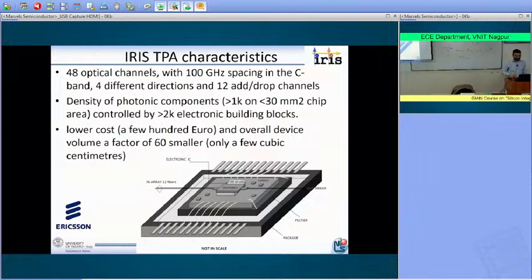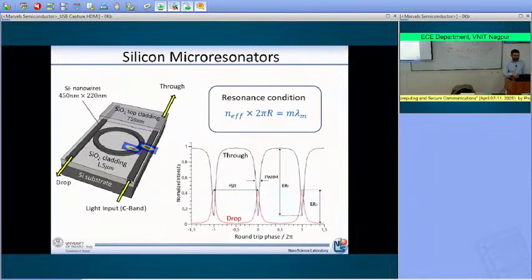And in order to make a router, you need to have a switching element. So a single element that is able to switch the signal from one direction to another direction. And the switching element was the silicon microresonator. Here the idea was to have an array of silicon microresonators by which we are able to switch the channel from a direction, for example here from the input to the through, or to another direction, for example here from the input to the drop.